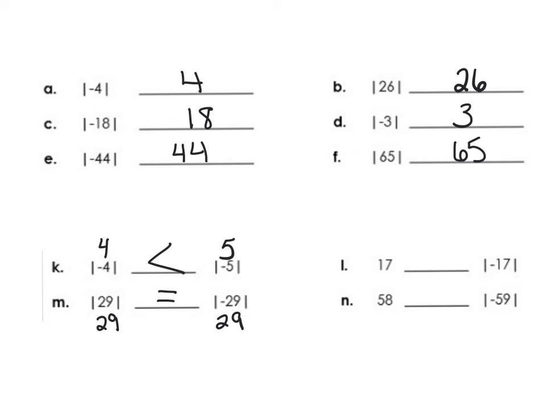So for this one, 17 would stand because there's no absolute value, but the absolute value of negative 17 is 17. So these are also equivalent. And the absolute value of negative 59 is positive 59, so this would be greater than the 58.